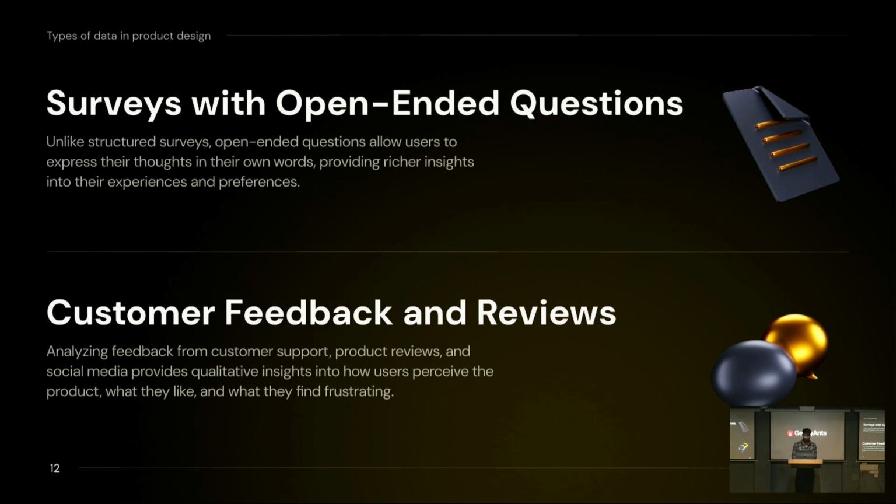Okay. Customer feedback and reviews. Most apps have play stores and app stores where you're able to collect a lot of feedback. You also have in-app forms where you're able to collect a lot of feedback regarding the application. That's really important for you to collect a lot of data and feedback. So this can help you prioritize features.